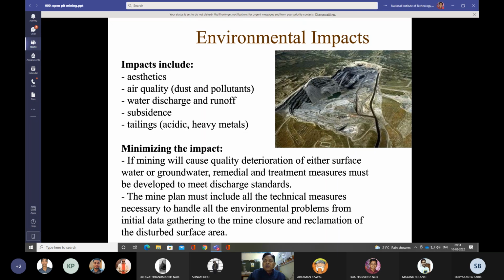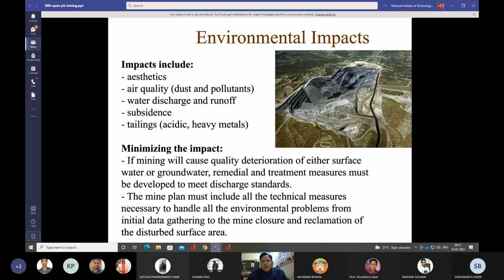The mine plan must include all the technical measures which are to be taken to handle all the environmental problems, from initial data gathering to the mine closure phase and reclamation of the disturbed surface area. So in your mine plan, while planning the mining activities, you have to prepare the environmental management plan also, where you have to specify how to take care of the environment, what environmental protection measures are to be taken, and how to go for eco-friendly mining without affecting the environment. Sustainable mining is to be carried out, which should be documented in your mine plan.